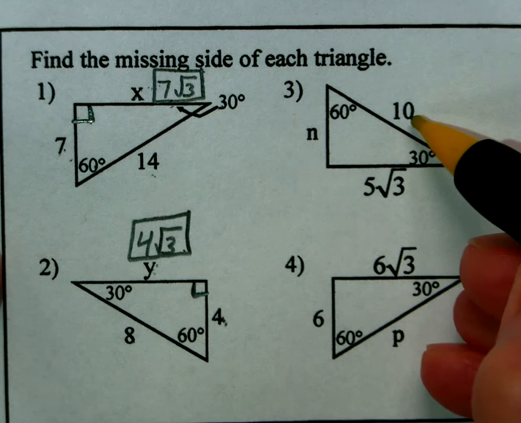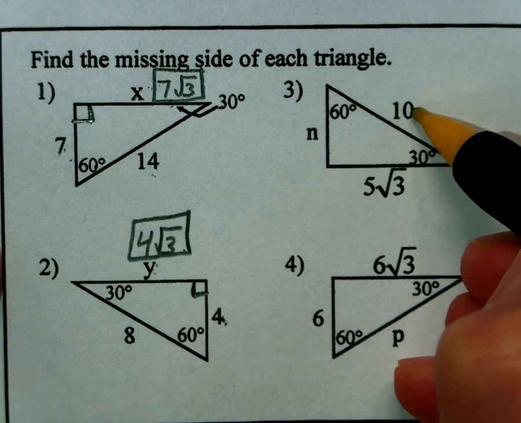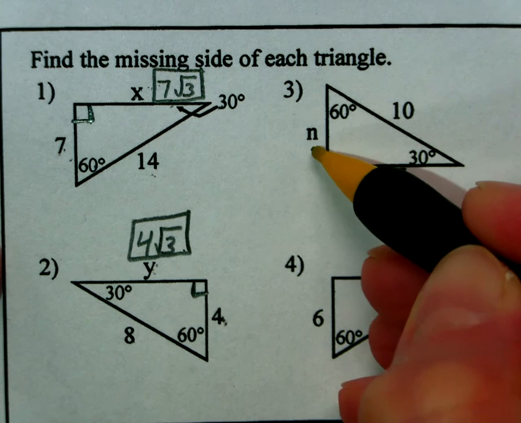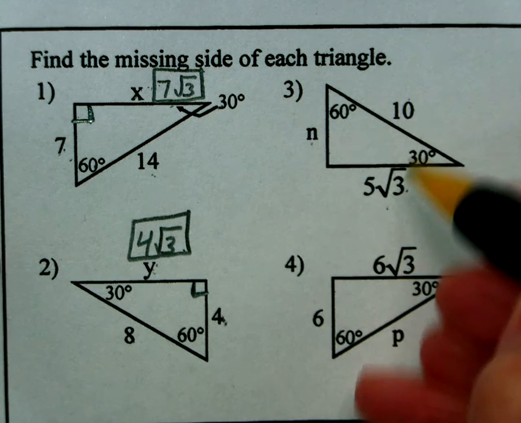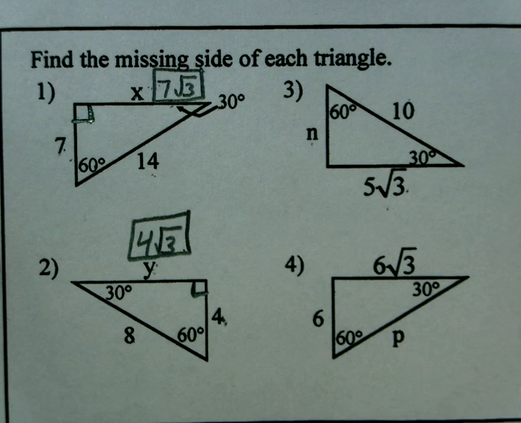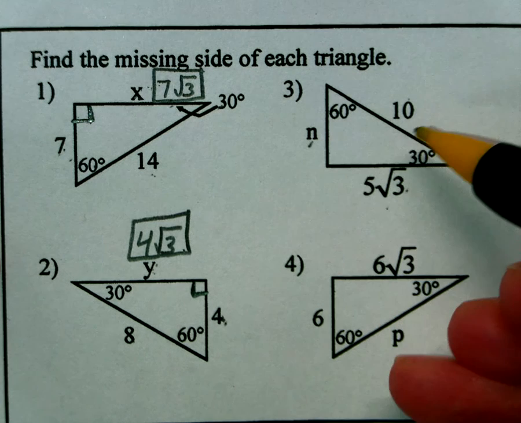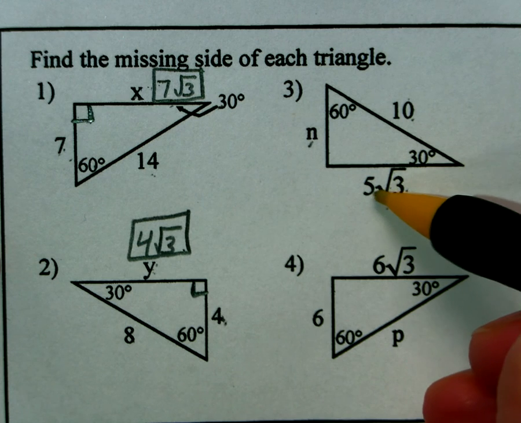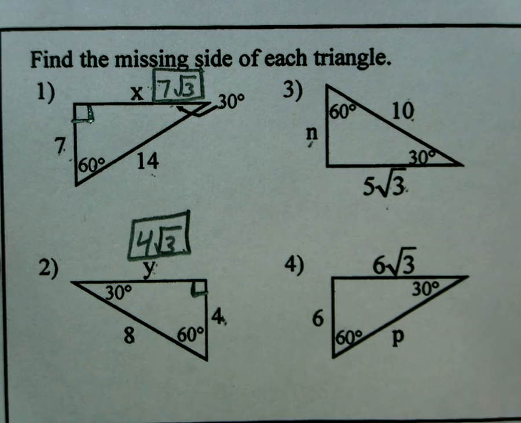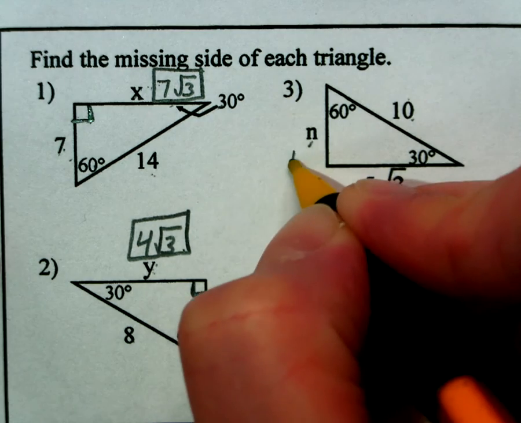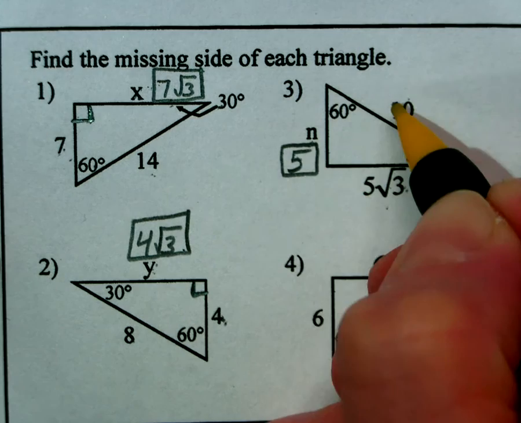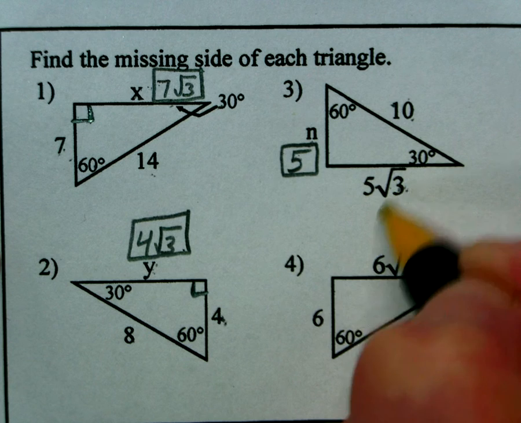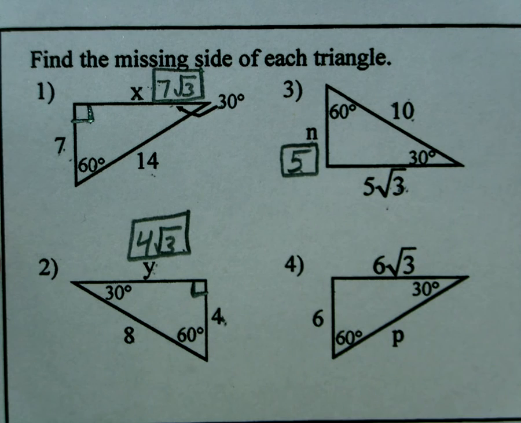Okay, if we go over to number 3, they have given us 10 as the hypotenuse, and they've given us 5 square root of 3 as the longer leg, and we're looking for the short leg. Since we have both of these sides, we could use a lot of different information. We know that this short leg is half as long as the hypotenuse, and we know that this side is the short leg times the square root of 3, and you could use either one of those, and this side's going to come out to be 5. Take 10 divided by 2, you get 5, or you take the square root of 3 off of this, divide that off, you get 5 either way.